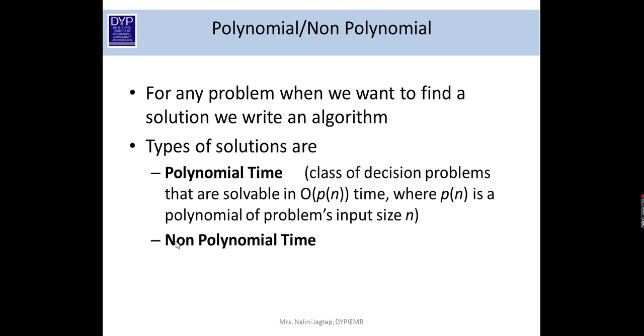Let's have a quick overview of what are the polynomial and non-polynomial problems, or P class problems and NP class problems. Generally, whenever we have a problem in our hand, we try to find the solution, and that solution is written in an algorithmic format. These algorithms can be polynomial time algorithms or non-polynomial time algorithms. Polynomial time solutions are the class of decision problems that are solvable in big O of P of n time, where P of n is a polynomial of the problem's input size.